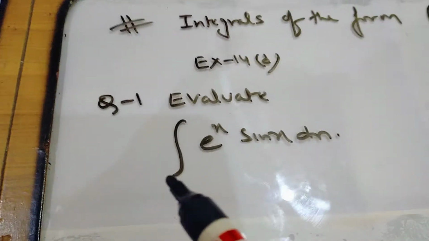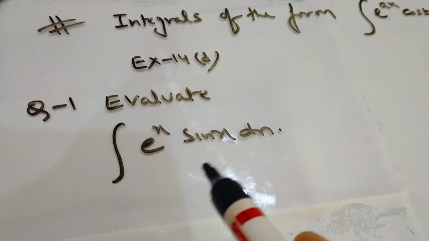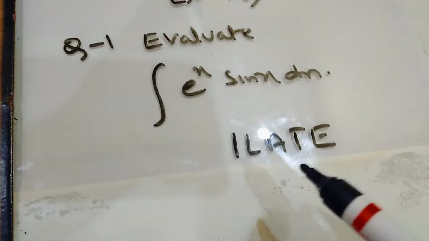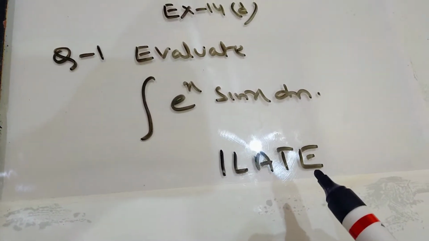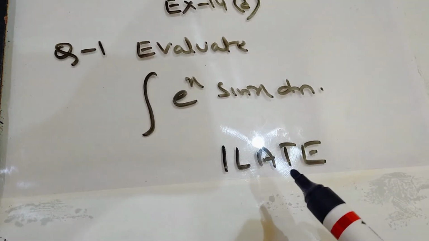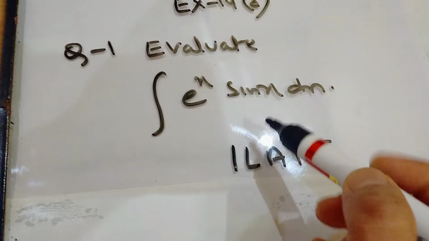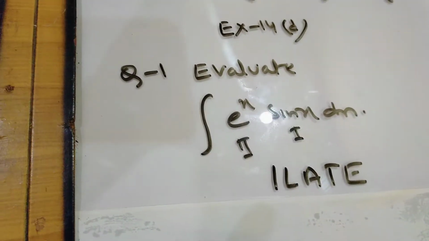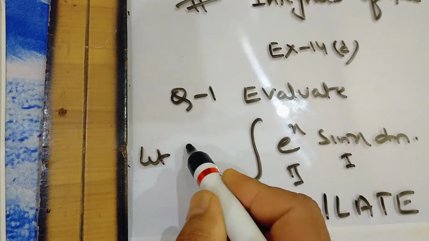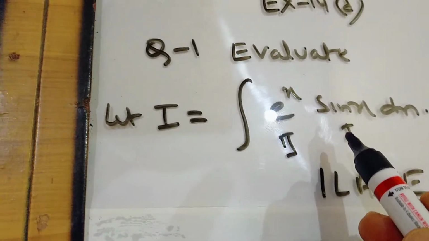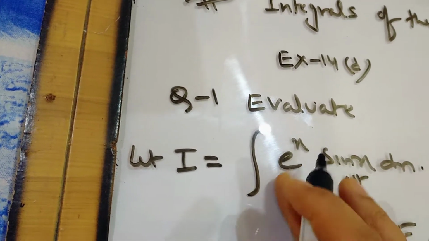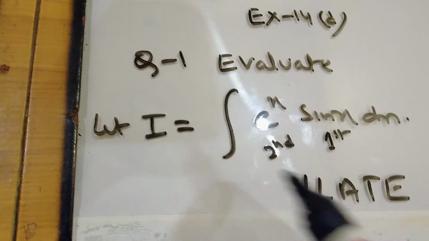So look here, we have a question: evaluate e raised to the power x into sin x. According to the ILATE rule, e raised to the power x is an exponential function, and sin x is a trigonometric function. The trigonometric function will be the first function, and this is the second function. Let the given integral be I. This is first, and this is second.